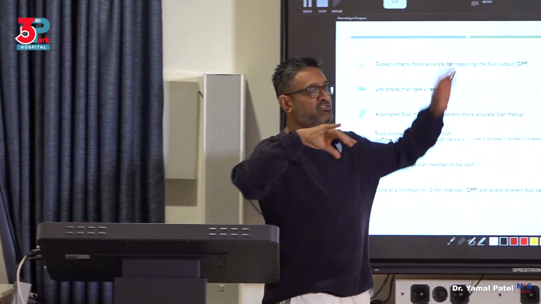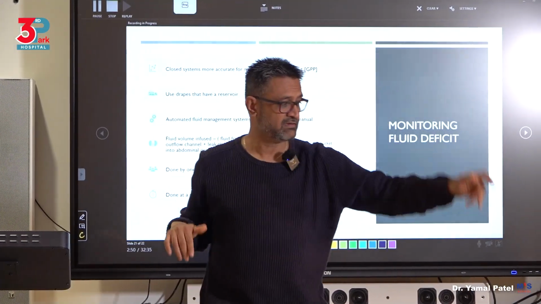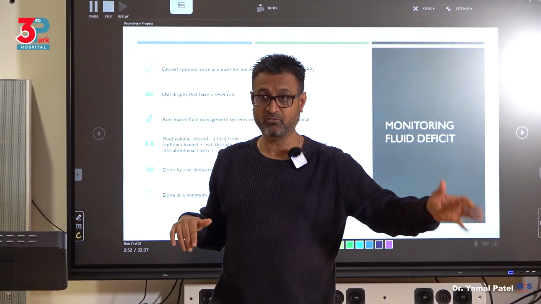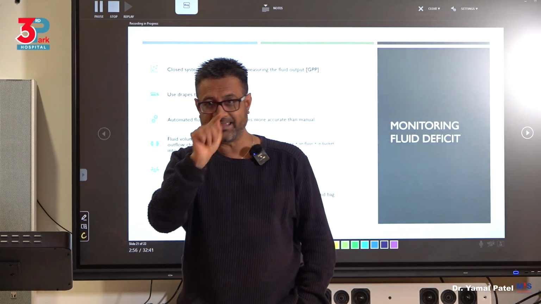Automated fluid management systems are more accurate. How do you get fluid volume infused? You have to see how much fluid went in through the bag. So all those bags should be kept: 2 liters, another one, 2 liters, another one, if you're using 2 liter bags, or 1, 1, 1, 1. So you count 1, 2, 3, 4, 5, 7 bags used, 7 liters in.